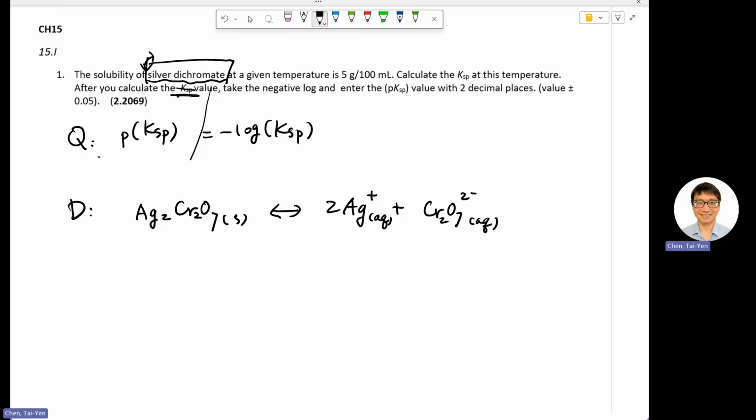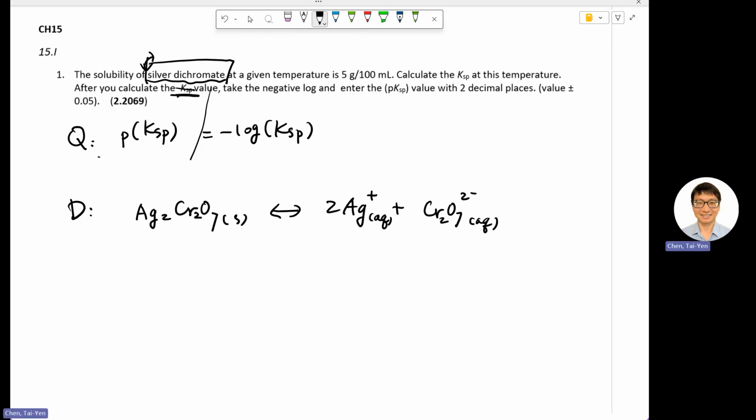Okay. So how do we actually know to write it this way? Because this is the part that many students have problems with. This is the time that you should use your periodic table.